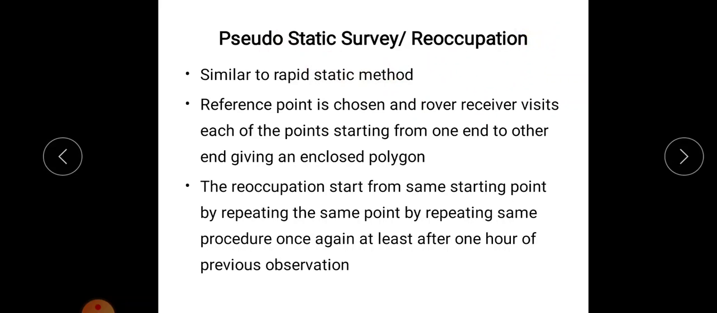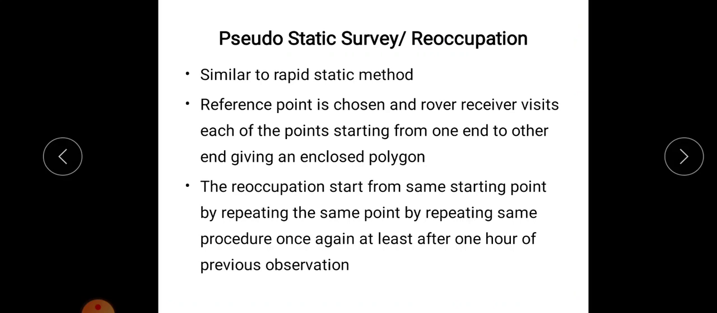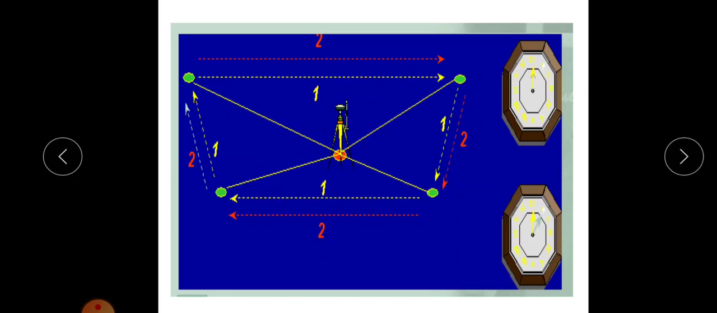That is, a reference point is chosen and the rover receiver visits each of the points, starting from one end to the other. For example, here this is point 1, this is the path which is followed by the rover. This is the first location of the rover, and it travels to the second location, then the third location, then the fourth location, then again the first location. So this is one complete rotation of the rover.